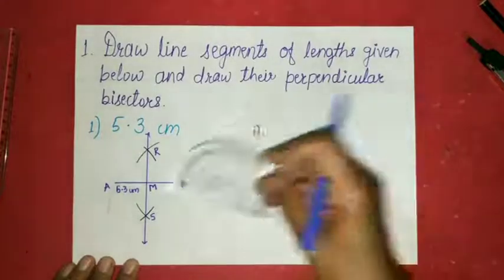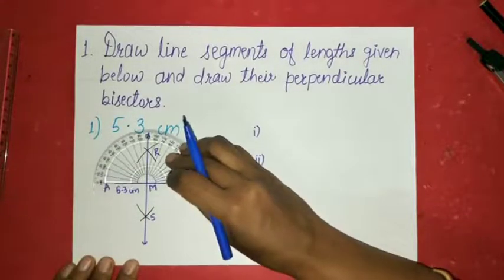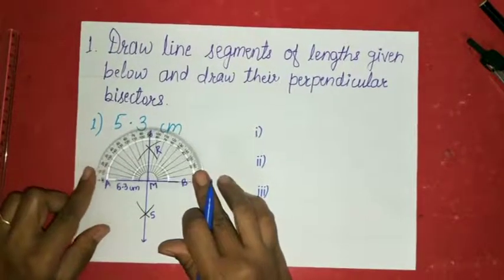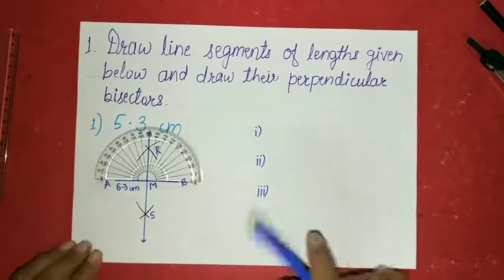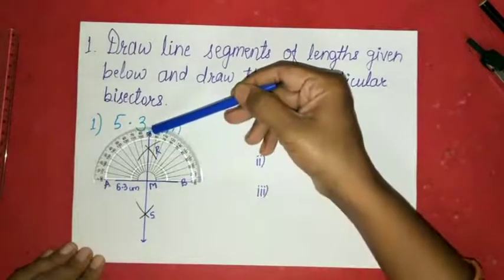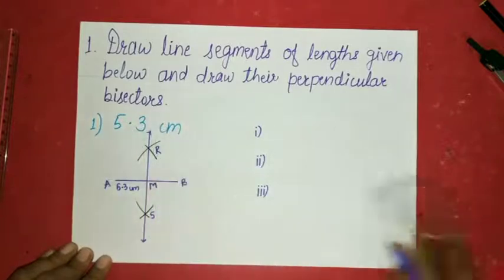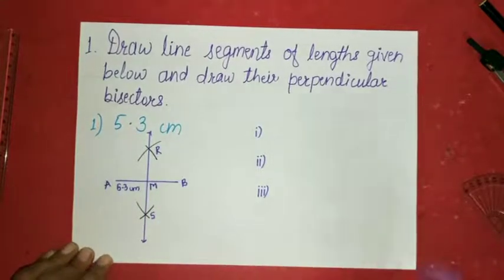So all of you take your protractor, put it on vertex M and see. Is it clear to you? It is of 90 degree. That is, line RS is perpendicular to segment AB. Now, we will put the symbol of perpendicular.